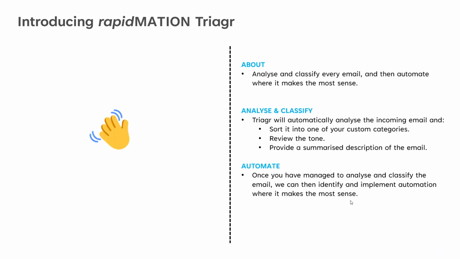What rapidMATION Triagr allows us to do is analyze and classify every email and then automate where it makes the most sense. What I mean by that is Triagr will automatically analyze an incoming email and sort it into one of your custom categories. It will review the tone or sentiment of the email and provide a summarized description of that specific email's contents. Once you've been able to analyze and classify those emails, you can analyze the categories and automate where it makes the most sense.